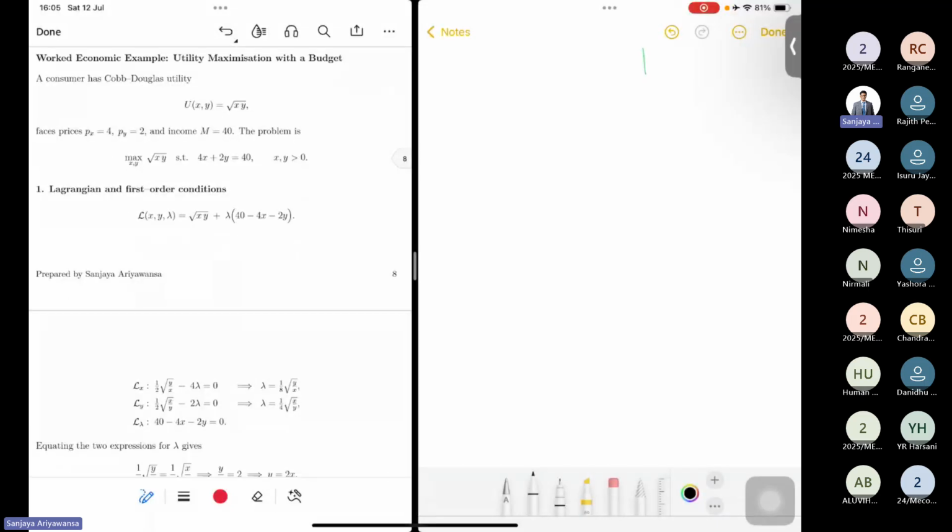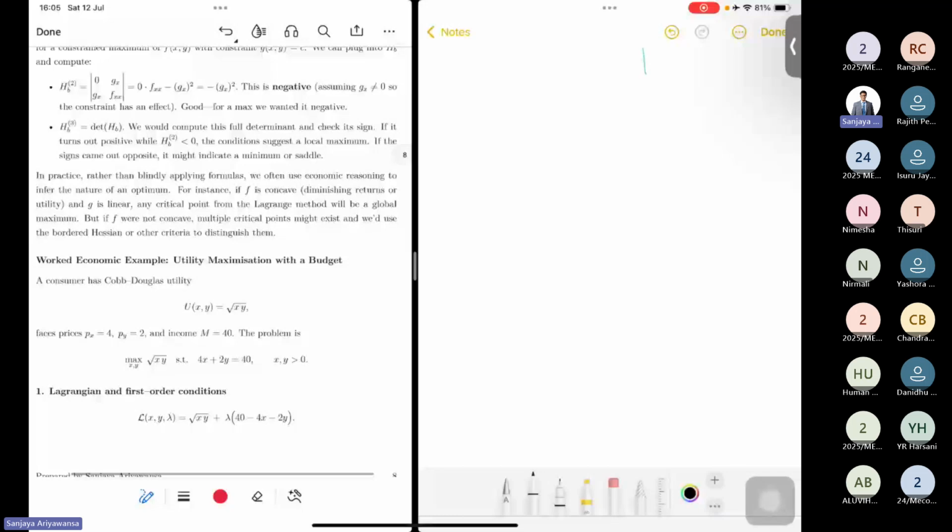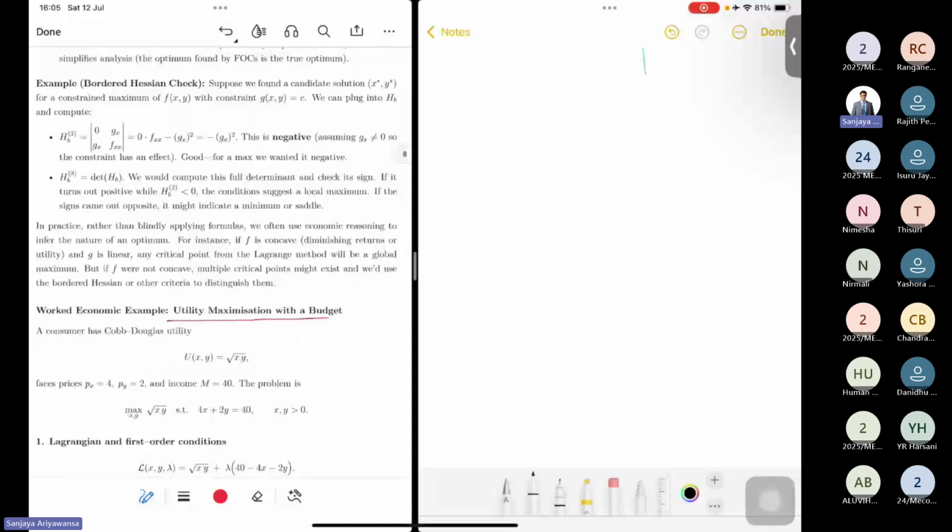So here we have a worked economic example. You're given a utility function, u of x, y equals root xy. And you're told your constraint function: subject to 4x plus 2y equals 40, where both x and y are positive. So what's the first thing we need to do?